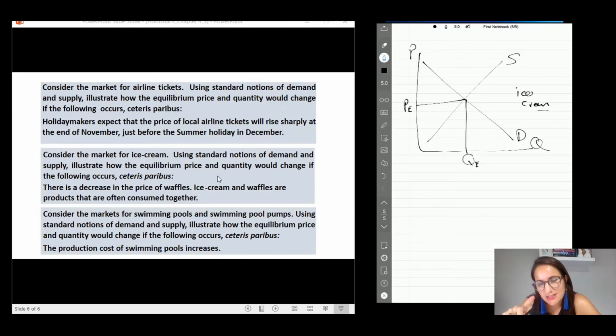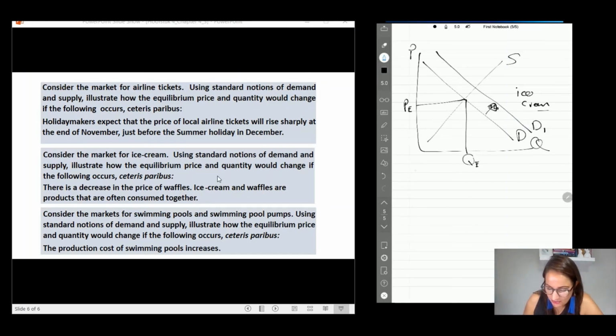Aha! So now you need to know the definition of a complementary good. It's goods that are used together and consumed together. So this is a complementary good. If the price of a complementary good changes, it's a determinant of demand. So you know now that the demand curve will shift. But will it shift to the left, meaning decrease, or right, increase? There is a decrease in the price of waffles, so more people will be consuming waffles because they're cheaper, so the demand for ice cream will increase because it is used together.